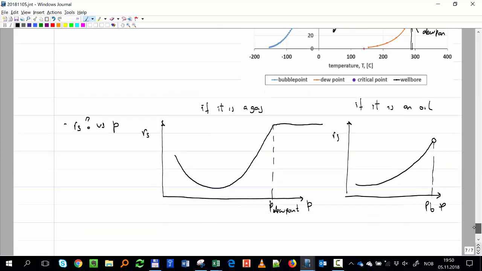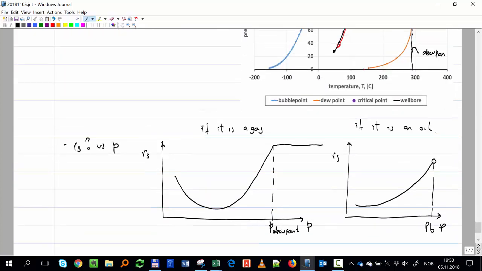Okay, the behavior is something like that. If you're looking at an oil, where the reservoir fluid is an oil, it usually looks something like that. And of course there is no gas above the bubble point pressure, so it's not defined. But if it's a gas, it's constant, just like the big RS. It's constant, and then it will start to go down, and it starts to go up again. This is due to this retrograde condensation, right? That we explained the other day in class.